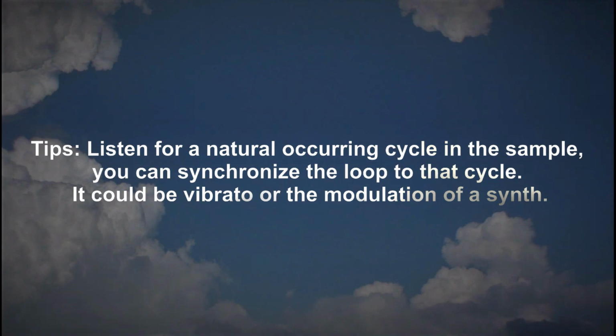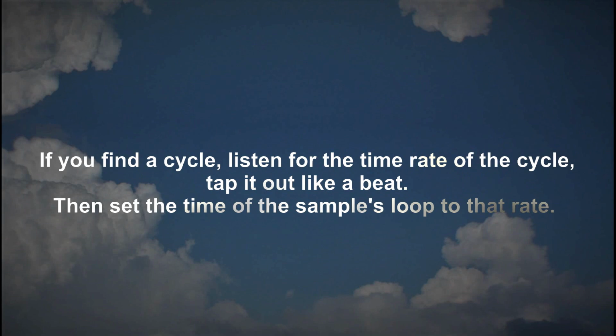Listen for a naturally occurring cycle in the sample. You can synchronize the loop to that cycle. It could be vibrato or the modulation of a synth. If you find a cycle, listen to the time rate of the cycle. Tap it out like a beat. Then set the time of the sample's loop to that rate.